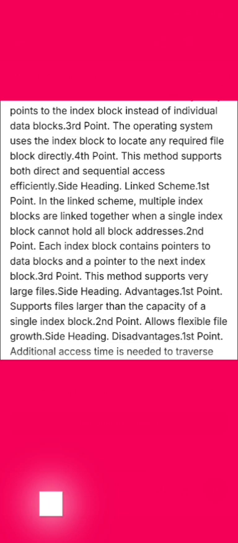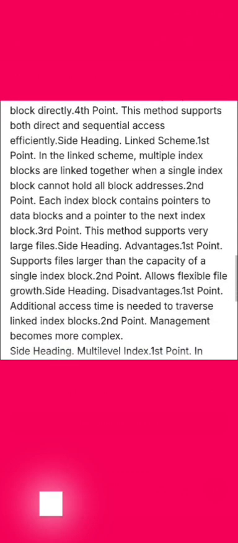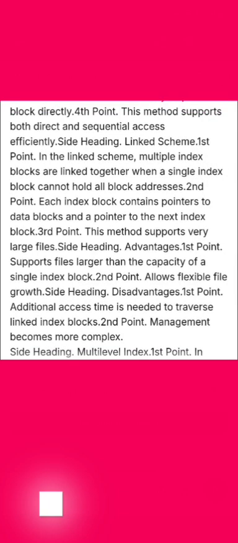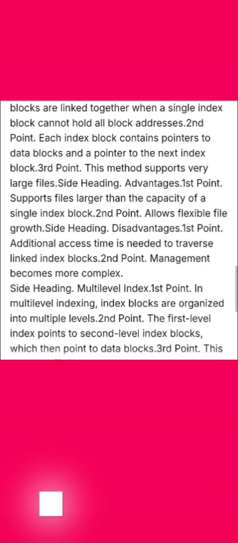Linked scheme. First point. In the linked scheme, multiple index blocks are linked together when a single index block cannot hold all block addresses. Second point. Each index block contains pointers to data blocks and a pointer to the next index block. Third point. This method supports very large files.